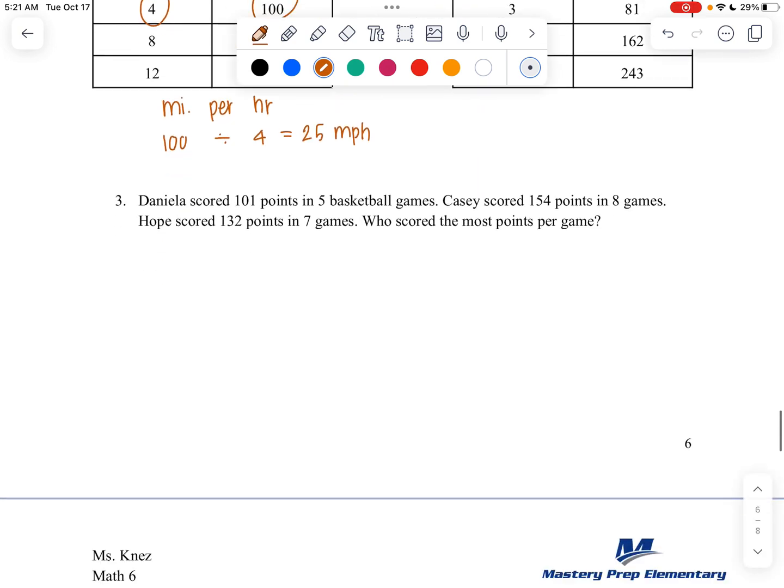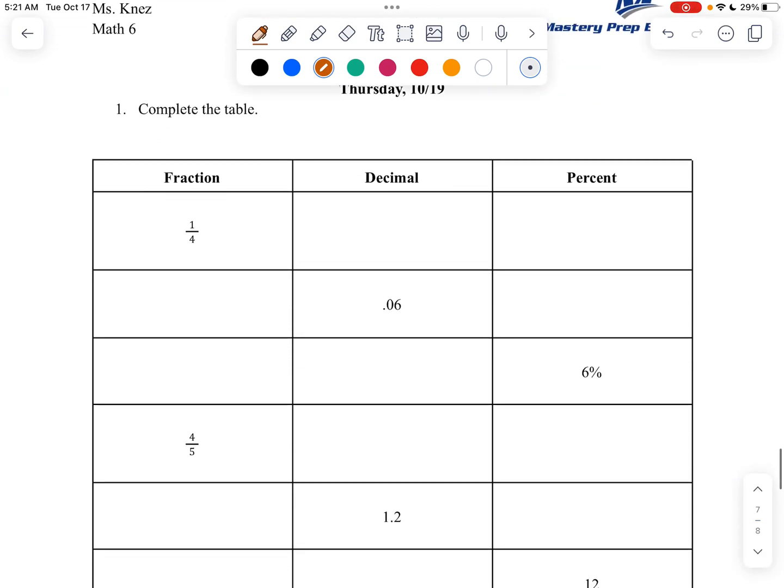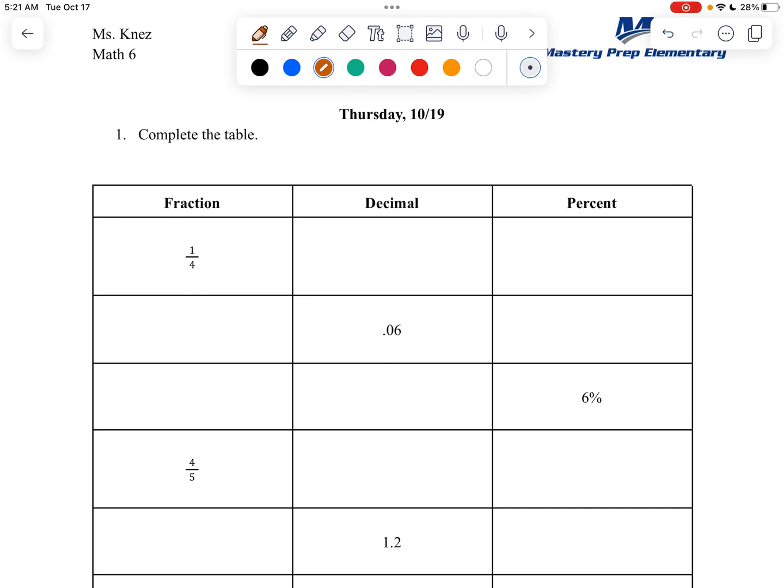Let's look at Thursday. On Thursday night's homework, we have a review of converting between fractions, decimals, and percents. I'm going to do one in each example so that you have something to work with on your own. When I move from fractions to decimals, I'm simply dividing the numerator by the denominator, so 1 divided by 4, which gives me a decimal of 0.25. And to move from a decimal to a percent, I'm simply multiplying my decimal times 100 for a percent of 25%.